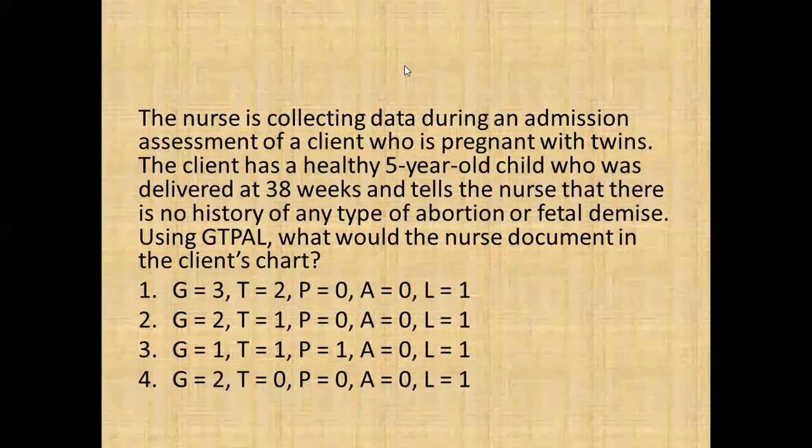Then preterm will be 0. Then abortion will be 0. Then one child is living, which is the 5-year-old. So L will be 1. Okay.